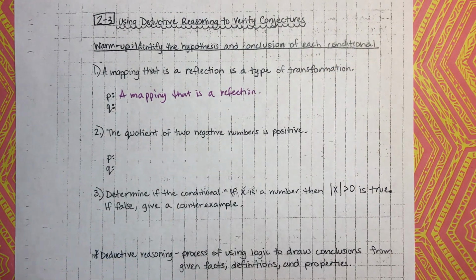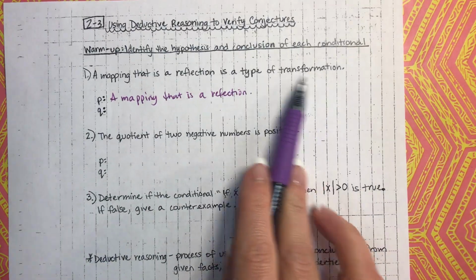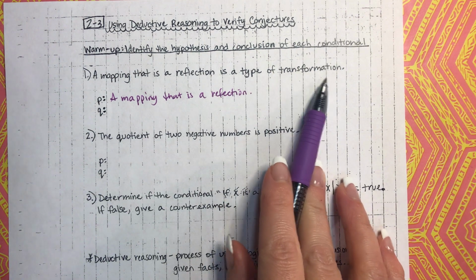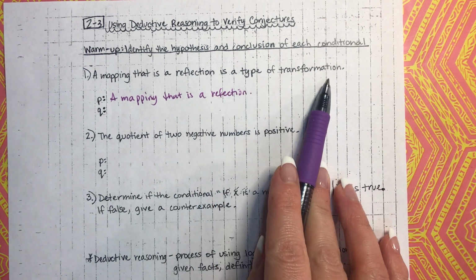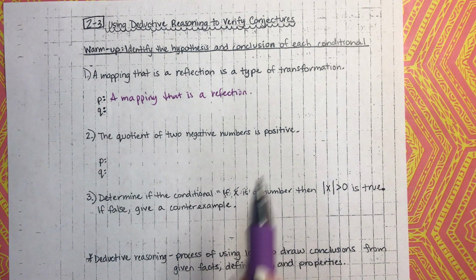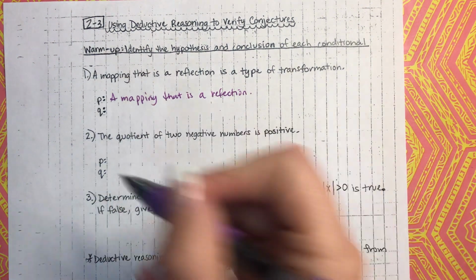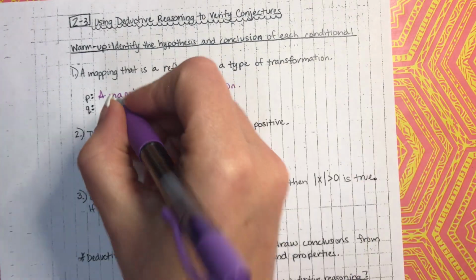Which would make the conclusion have type of transformation in it. Well, what is a type of transformation? A mapping is a type of transformation. So we would say the mapping is a type of transformation.